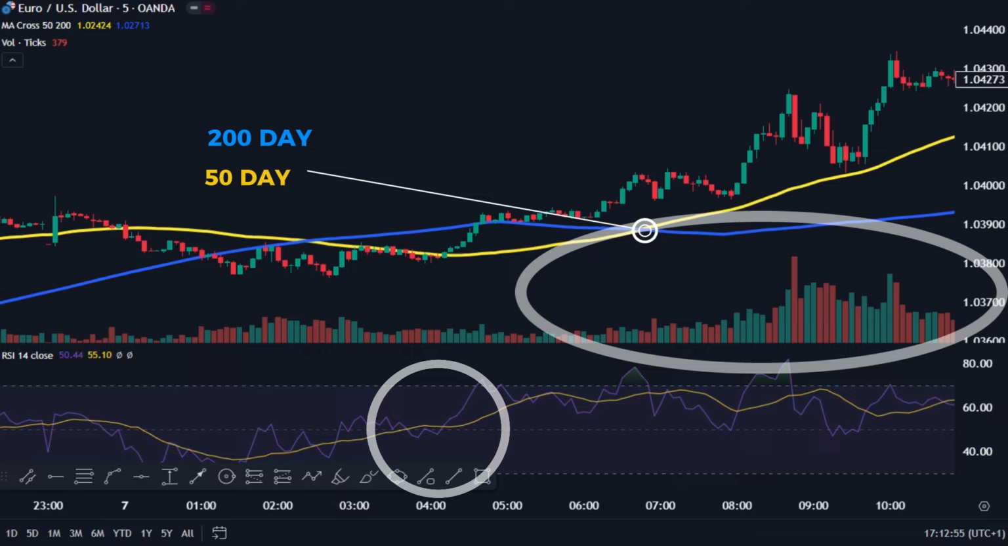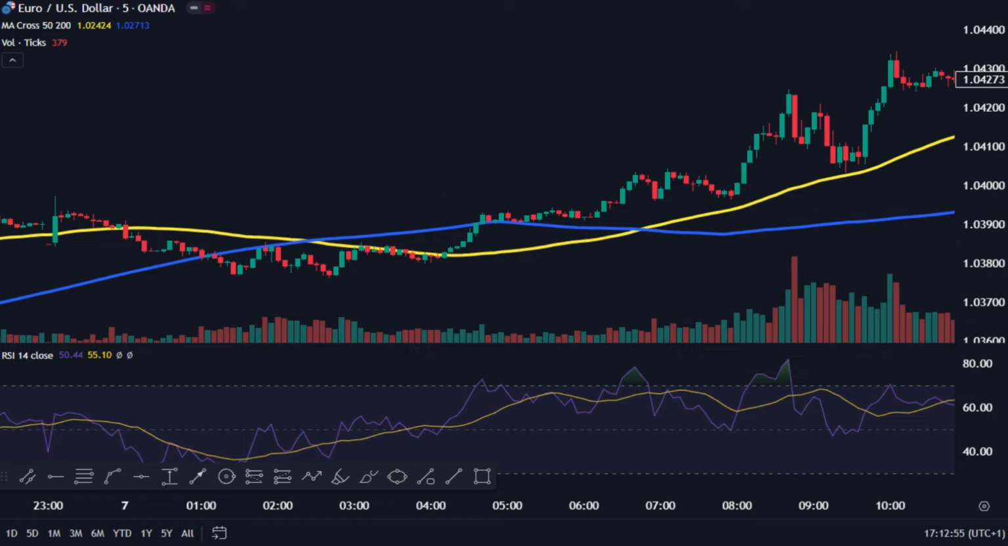After the crossover, the price begins to climb. This presents an opportunity to enter the market on the next retracement. You could place a stop loss below the previous low or near a support level and set your take profit at the next resistance. Over the next few hours, Euro USD continues to rise, confirming the golden cross and providing an excellent opportunity to catch the trend early.